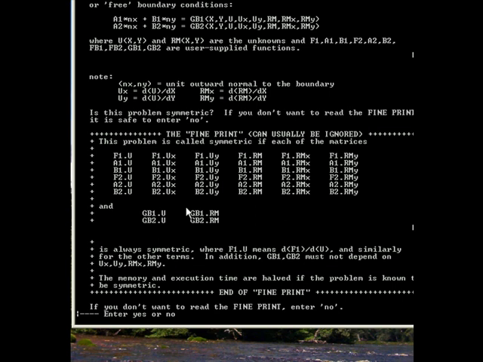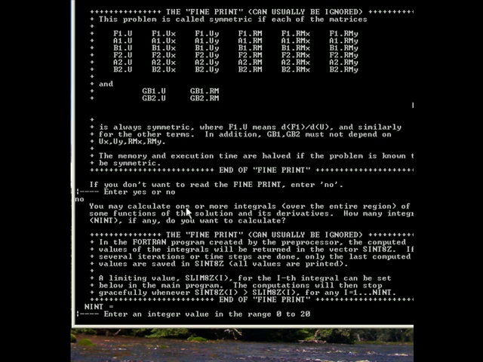Is the problem symmetric? If you don't know or don't want to figure it out, just say no. So let's say it's not symmetric. In fact, it's not. Symmetry will just save you a factor of 2 in time if it's symmetric. But if you say it's symmetric and it's not, you're going to get bad results. So let's say no. And if it is symmetric, it won't hurt anything, just slightly more inefficient. So we'll say it's not symmetric.